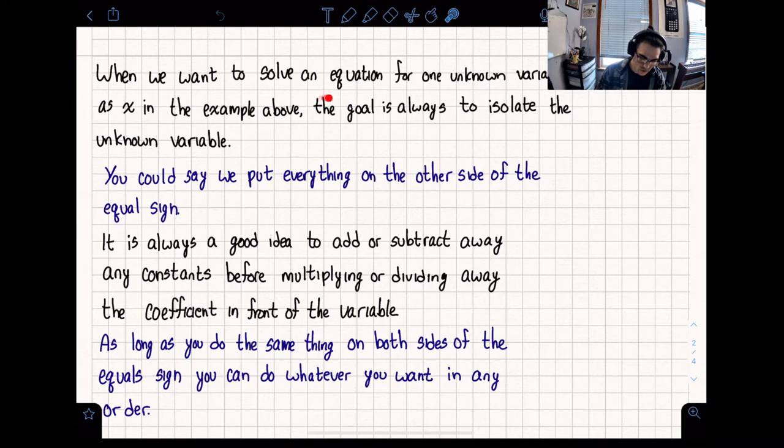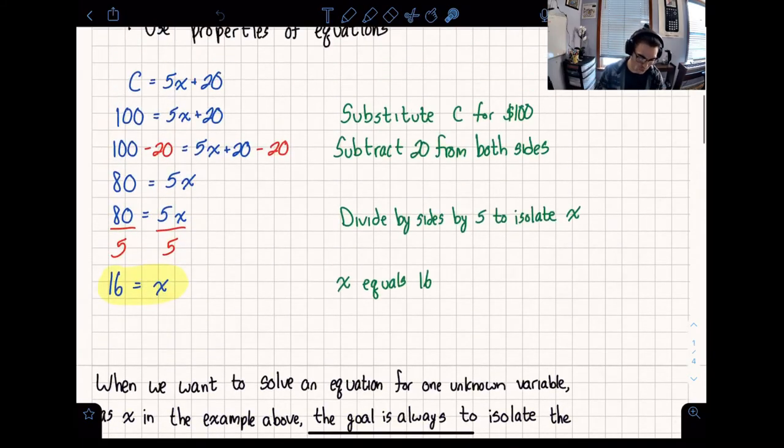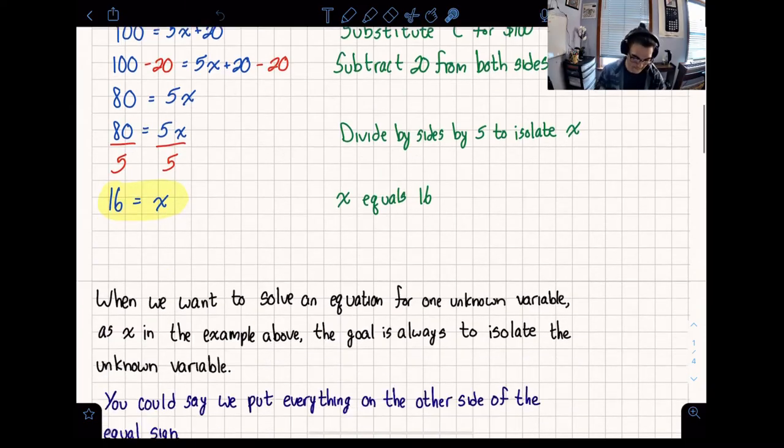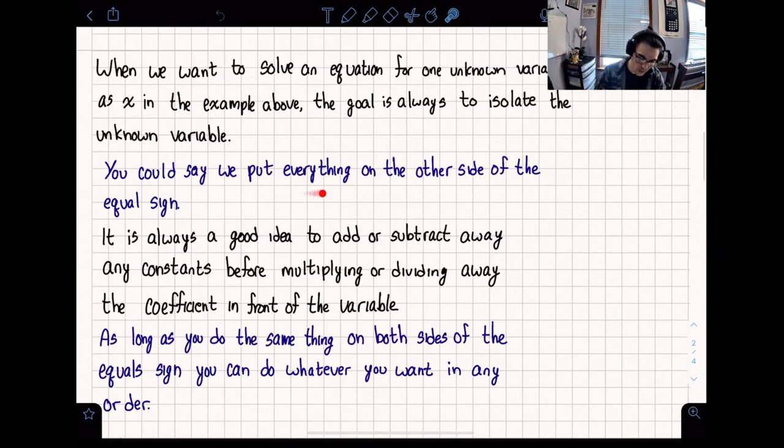When we want to solve an equation for one unknown variable, as x in the example above, the goal is always to isolate the unknown variable. Again, when we are solving for a variable, we must get it all by itself on the equal side. Here, we were looking for x. We're not looking for 5x. We've got to divide to get x alone. We just want 1x. You could say that we put everything on the other side of the equal sign.